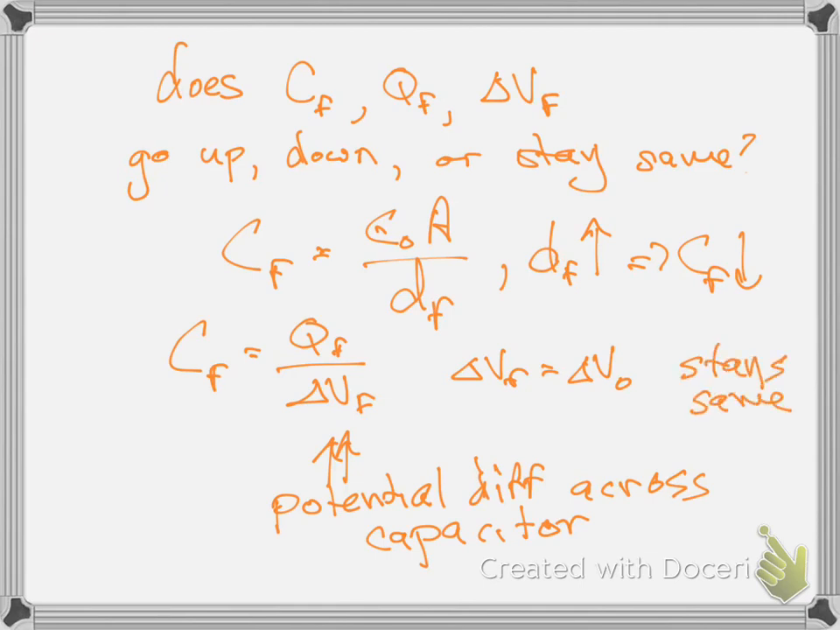So that then tells us, if delta V stays the same and CF goes down, then what happens to QF? Again, if delta V stays the same and CF goes down, we already determined that, then that means that QF must go down. The charge on the plates must be smaller. The capacitance gets smaller, the charge gets smaller, in this case.